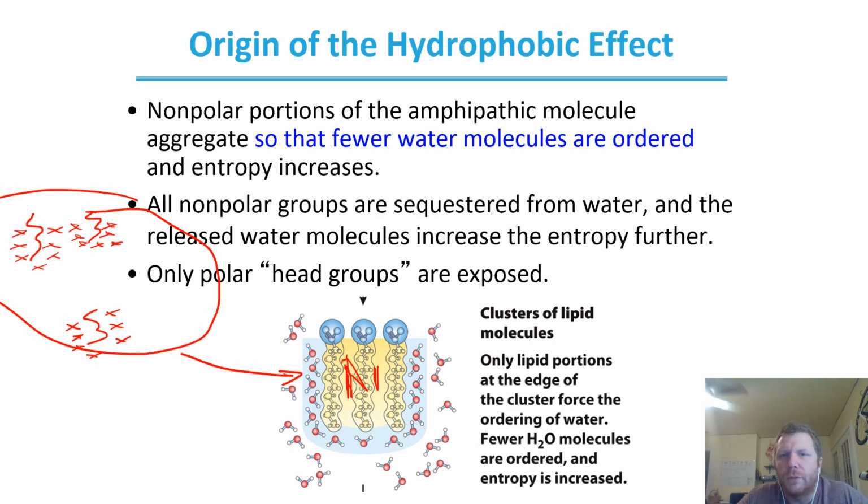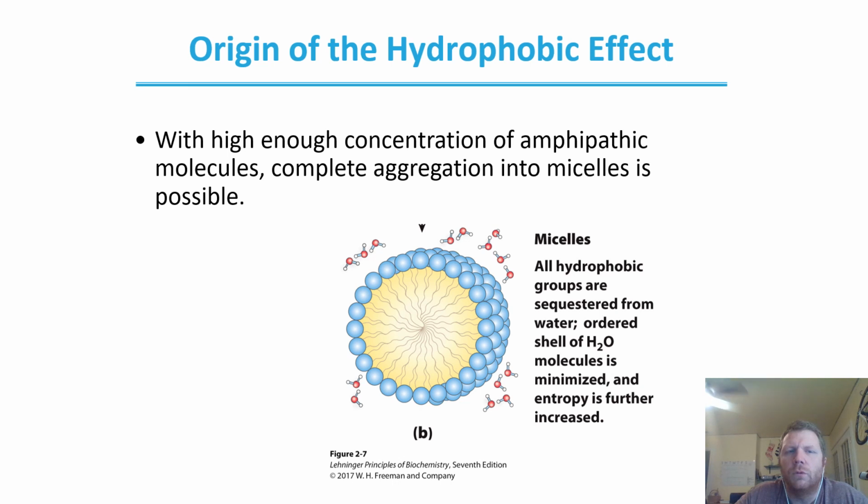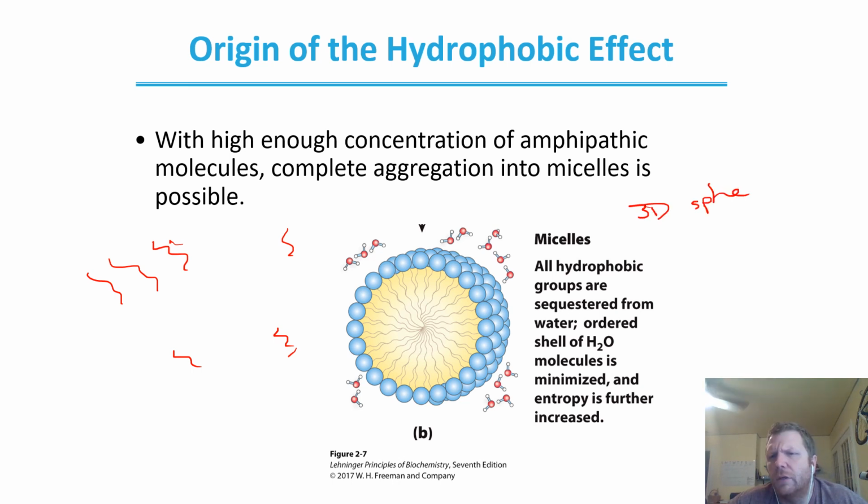So all nonpolar groups are sequestered from the water, and the released water molecules increase the entropy further. Only the polar head groups are actually going to remain exposed. So with high enough concentration of amphipathic molecules, complete aggregation into micelles is actually going to be possible. What we saw in the previous slide was these three lipids that aggregated together. Well, if you're in an environment where there are even more lipids, those can ultimately come together to make this 3D sphere. I know that's kind of redundant to say 3D sphere, but that's what we've got going on there.